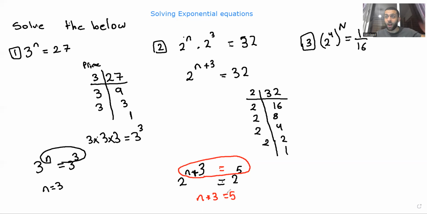Okay, again, the power on the left side equals the power on the right side because they are exactly the same. They look the same. The bases are 2, 2, and the powers should be equal. So n plus 3 equals 5. Accordingly, if you subtract 3 from both sides, n plus 3 minus 3. So n equals 2.